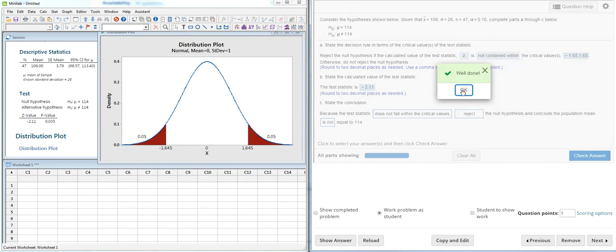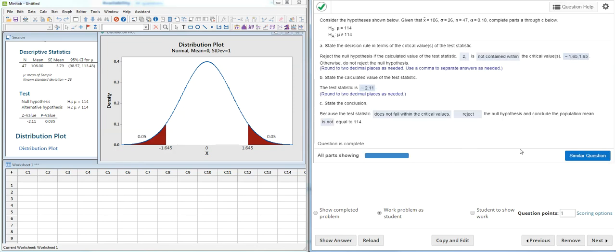Okay, so I hope this video helps you look at a more MyStatLab-like example. I'm going to do a couple more of these this week. So this one specifically was a critical value test using a Z. I hope this helped.